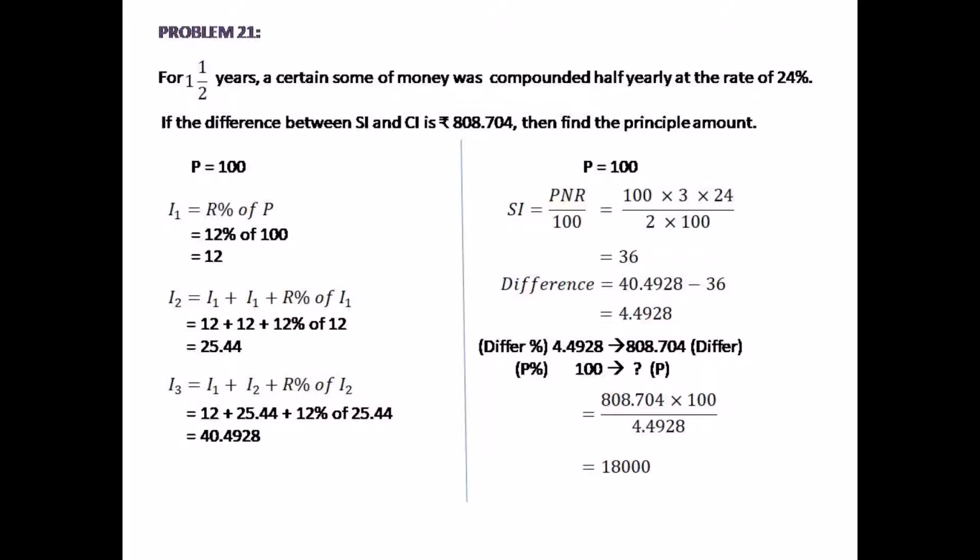If 4.4928 gives 808.704, then 100 gives what? On doing cross multiplication, we get 808.704 into 100, divided by 4.4928, gives 18,000. Therefore, the required principal amount is rupees 18,000.